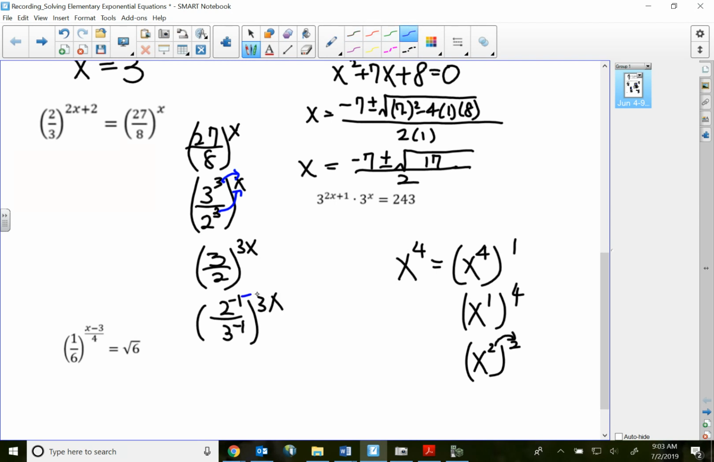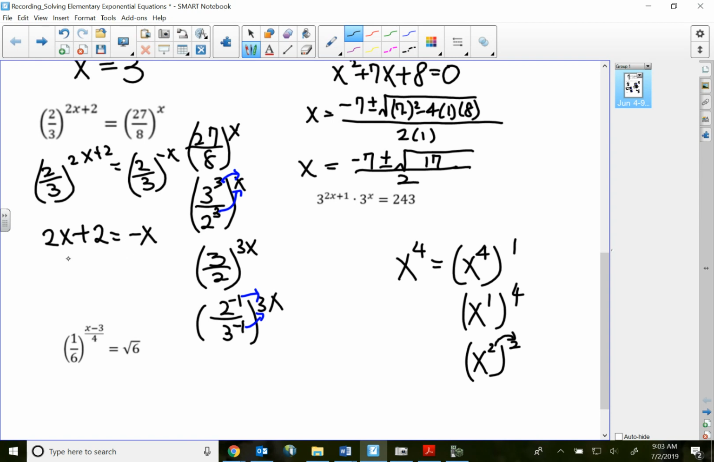So now, if I push the -1 power back outside, my 27 over 8 to the x power is really 2 over 3 to the -x power. Okay. So now I make the base the same, so I can set the exponents equal to each other. So this is going to be 3x. Oh, sorry, that's -3x. All right, move the -3x over, that becomes positive 5x. Move the positive 2 back, which is -2. My answer: x equals -2 over 5.